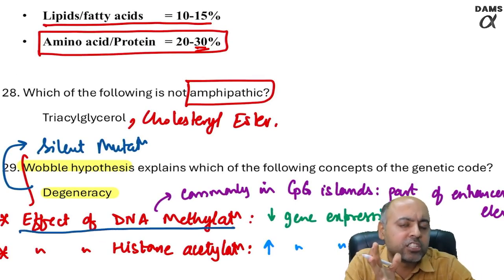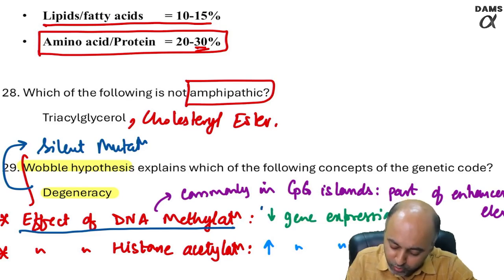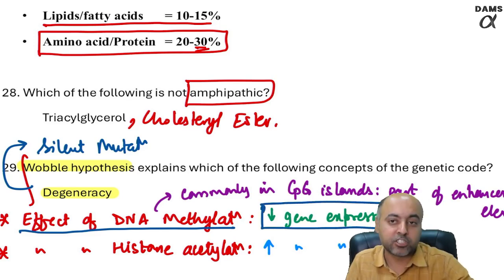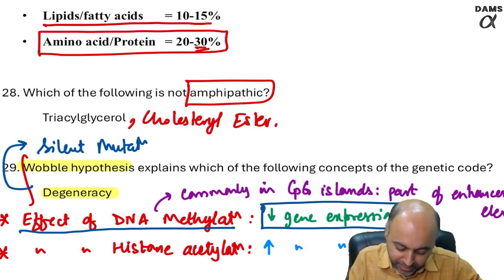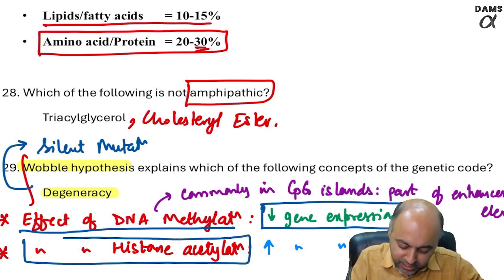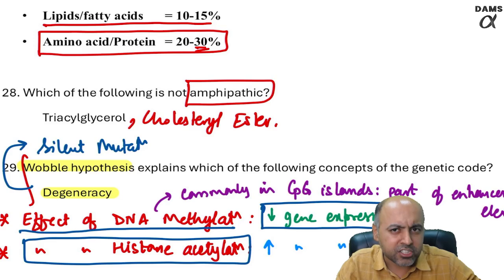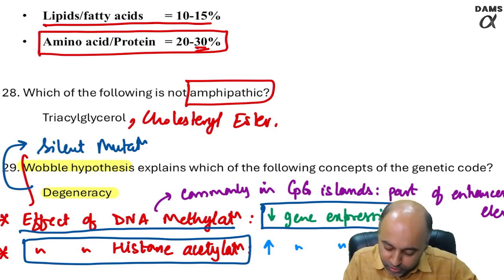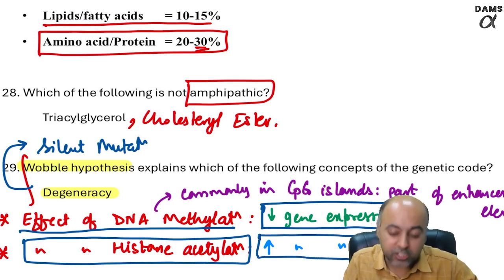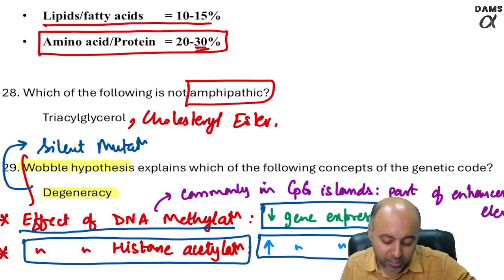In DNA, we have only one change, that is methylation. It is going to cause a decrease in gene expression. And effect of histone acetylation: in histones, we have a lot of changes, but the most important is acetylation, which is going to cause an increase in gene expression.